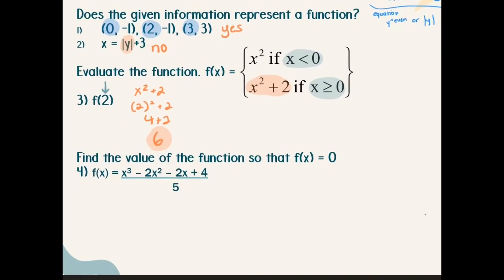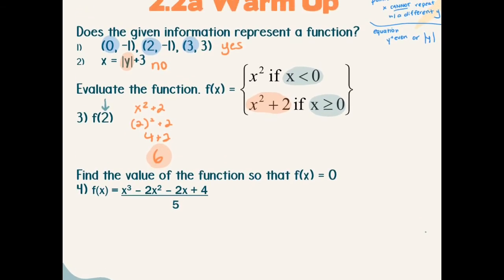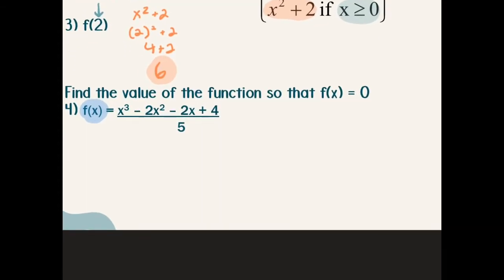And number 4 says find the value of the function so that f of x equals 0. And I've got f of x equals x to the third minus 2x squared minus 2x plus 4 over 5. So I want to find the value that makes the f of x, which is this part here, 0. So I'm going to set that entire function equal to 0. 0 would equal x to the third minus 2x squared minus 2x plus 4 over 5. I want to get rid of that denominator first, so I'm going to multiply both sides by 5. 5 times 0 is 0. x to the third minus 2x squared minus 2x plus 4.